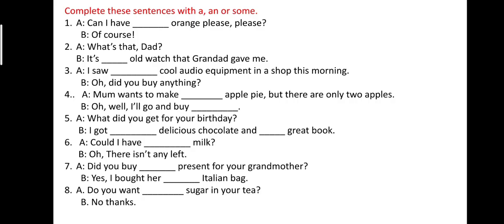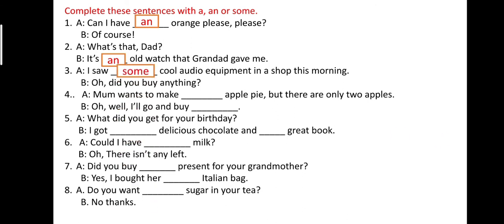Now students, I want you to complete these sentences with a, an, or some. So pause the video again and do this task. Now let's check our answers together. The first one: can I have an orange? So you're going to add an here. Next: what's that, Dad? It's an old watch that Granddad gave me.